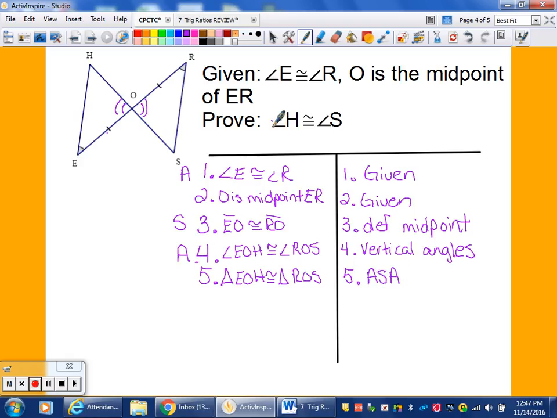But that's not what they told me to prove, is it? No, they want me to prove that angle H is congruent to angle S. Have I proven these triangles are congruent? Yes. So, I can also prove that angle H is congruent to angle S by what? Right, CPCTC. It's just as simple as that, because if you can prove the triangles are congruent, then all the other corresponding angles and sides are congruent. It wasn't so bad. I'm going to do the next one.